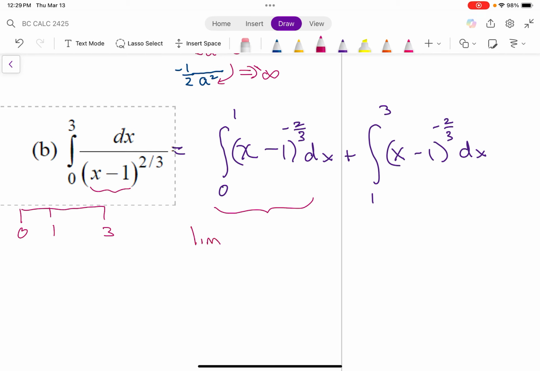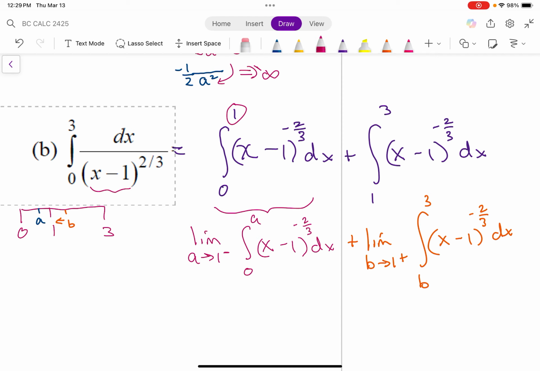You'd have to do this: you replace the problem point, this 1. So a would approach 1 from the negative side, because we're now on this section over here, and that would be the integral from 0 to a. Then you'd have to use a different letter. It's probably best to write the limit as b goes to 1 from the positive side of the integral from b to 3. And then you just have to do them both.